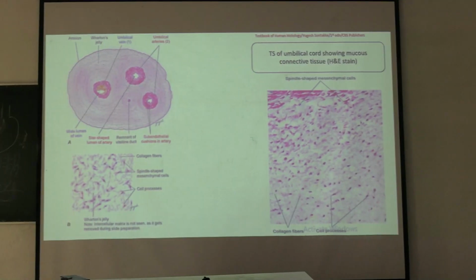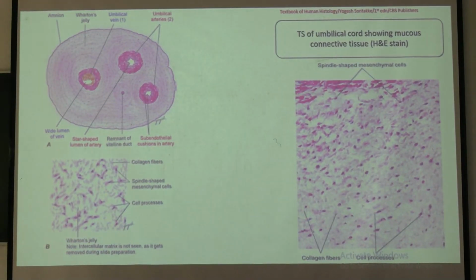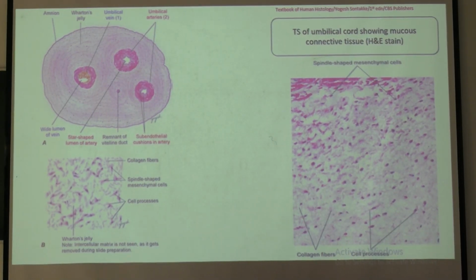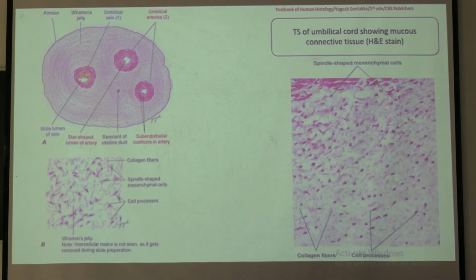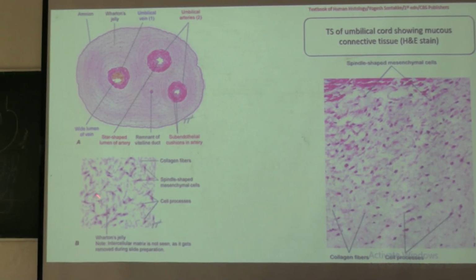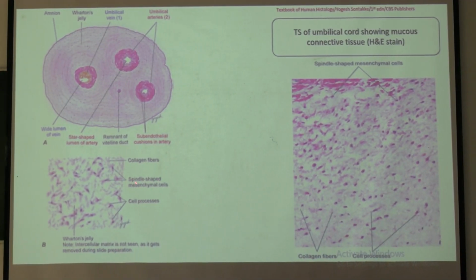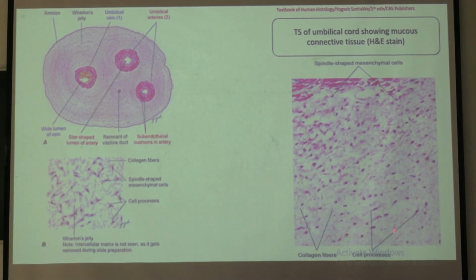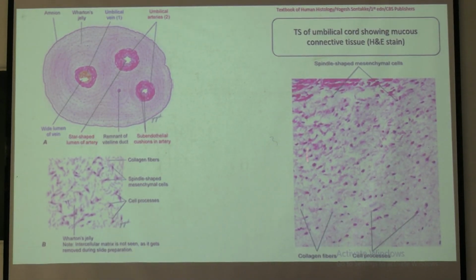Veins have a wider lumen and thin wall, and arteries have a narrower lumen and thick wall. That's how you differentiate vein and artery. The important thing here is Wharton's jelly, which consists of mucoid connective tissue. This is Wharton's jelly and these are the cells, spindle shaped mesenchymal cells with cell processes. Like this you will see under the microscope in the umbilical cord. These are the cells, and in between the cells there is Wharton's jelly. Understood?